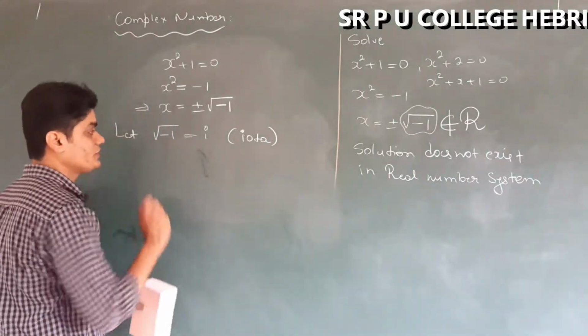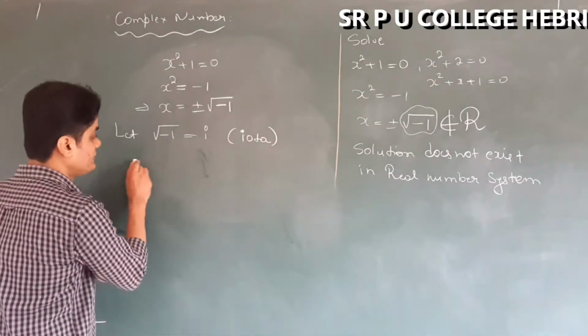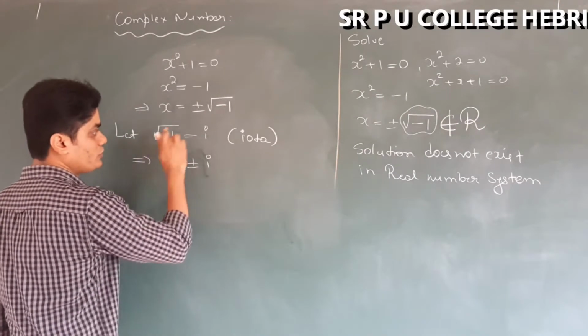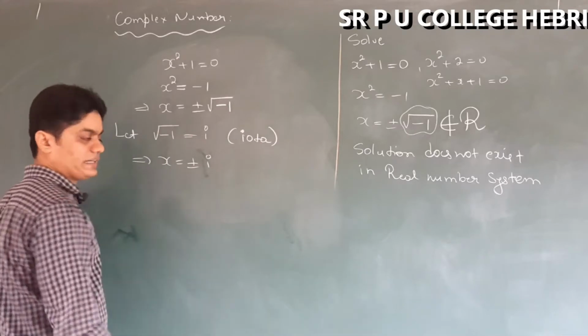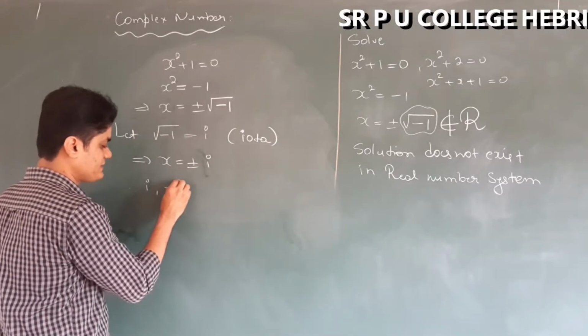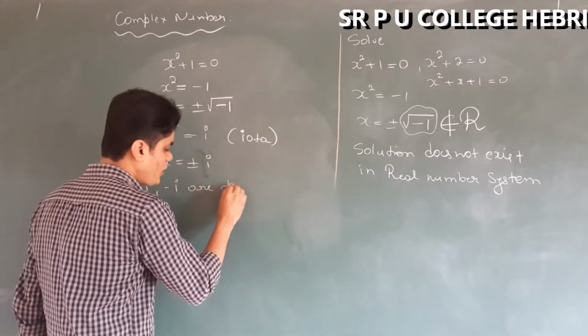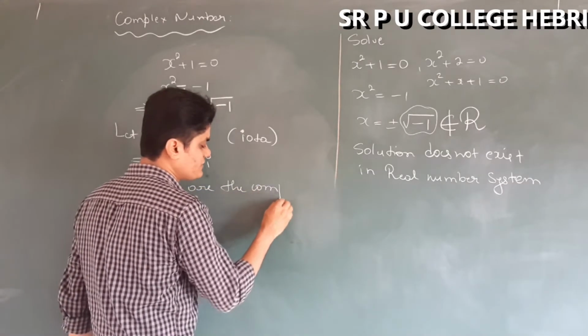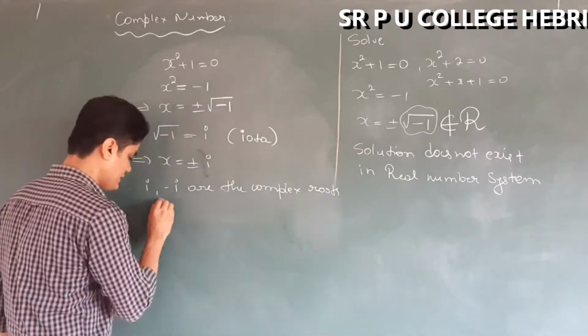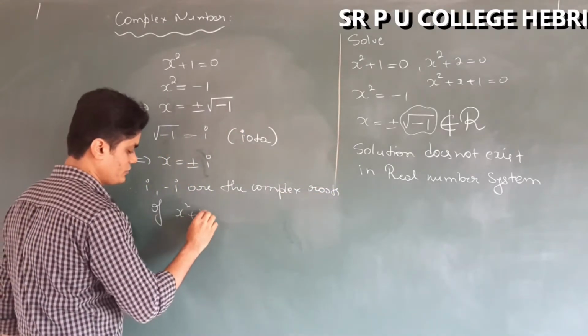So let root of minus 1 be equal to I, then this implies x is equal to plus or minus I. Root of minus 1 is equal to I, so x is equal to plus or minus I. Therefore we can now write I and minus I are the complex roots of x square plus 1 is equal to 0.